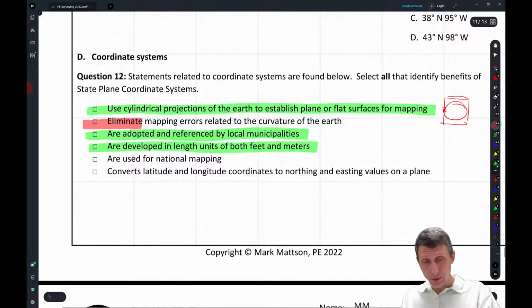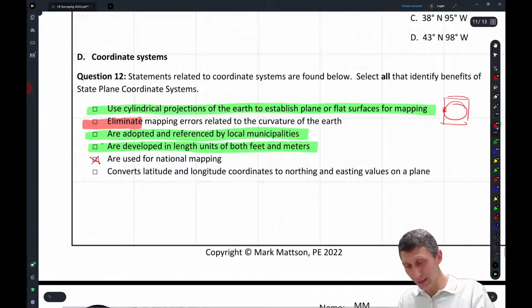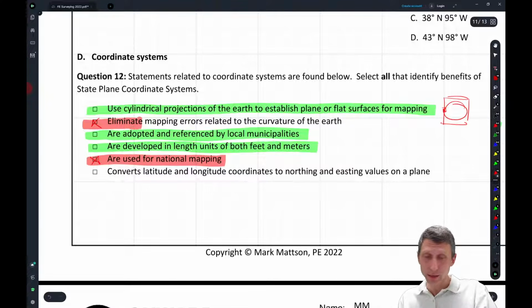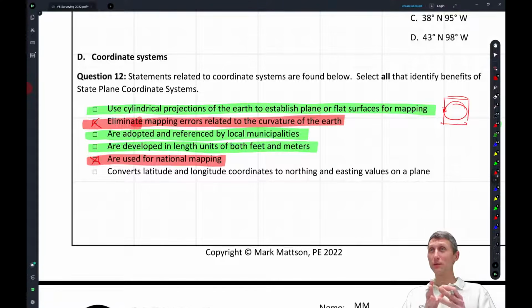They are not good for national mapping, right? They're not intended for national mapping. If you're doing a multi-state project, like a big pipeline that goes through multiple states, you're not going to use the same state plane coordinates for that whole project. You're going to have to break it up into chunks. They're not intended to have one projection for the whole country. It doesn't work that way. You get too much error.